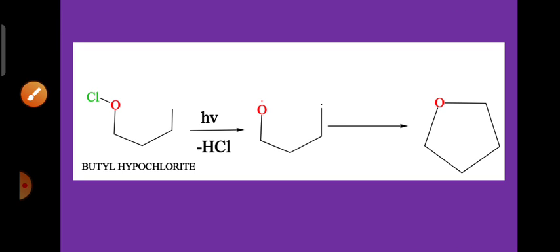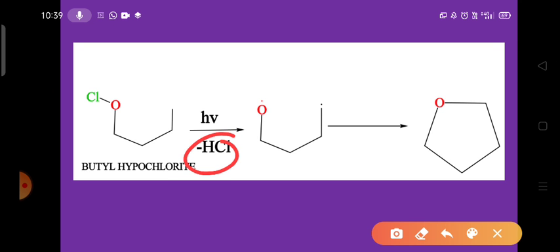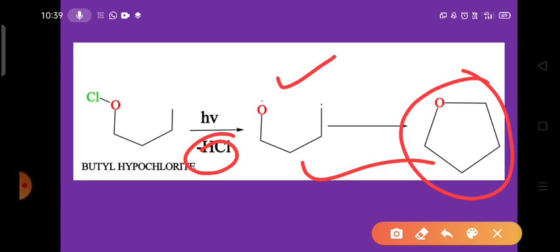So look here. First of all, we get the 1,5 diradical. Then with the removal of HCl, the HCl will be removed and we get this radical. This diradical undergoes cyclization and we get a five-membered ring, tetrahydrofuran. This is known as tetrahydrofuran.